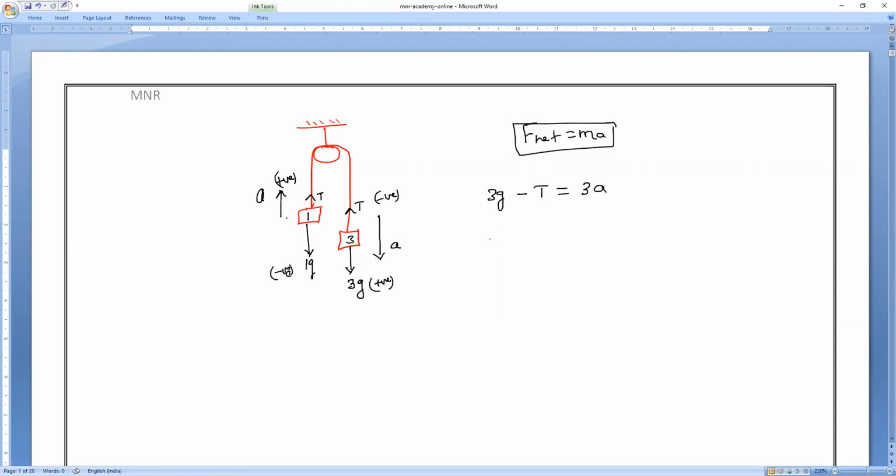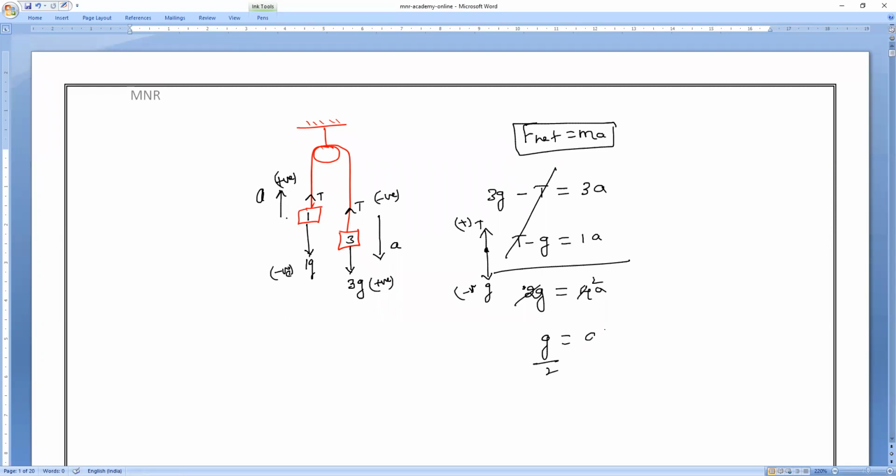Same way for this body, tell me everybody. One is the upward force, tension, and the downward force is g. So this is positive and this is negative. So T minus g is equal to 1 into a, 1a. If I add both equations, T will get cancelled. 3g minus g is 2g. 2g is equal to 4a. So a is equal to how much, everybody? We have got the answer. We solved it yesterday. a is equal to g by 2. Am I right or wrong?